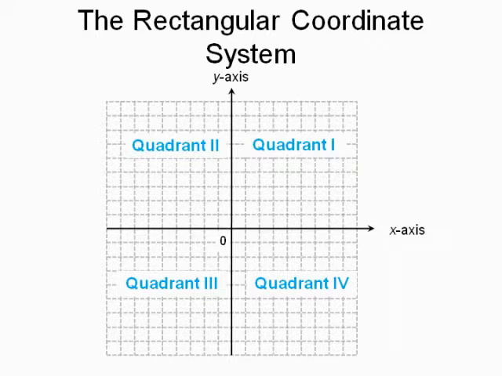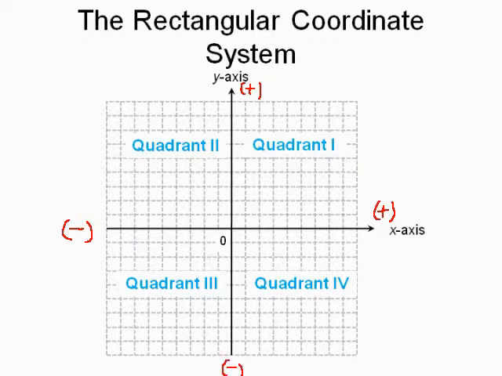And the rectangular coordinate system consists of a horizontal or x-axis along with a vertical or y-axis, which are really just a couple of number lines when you think about it. And on x, if you go right, that's a positive direction. If you go left, it's a negative direction. On y, if you go up, it's a positive direction. And if you go down, it's a negative direction.